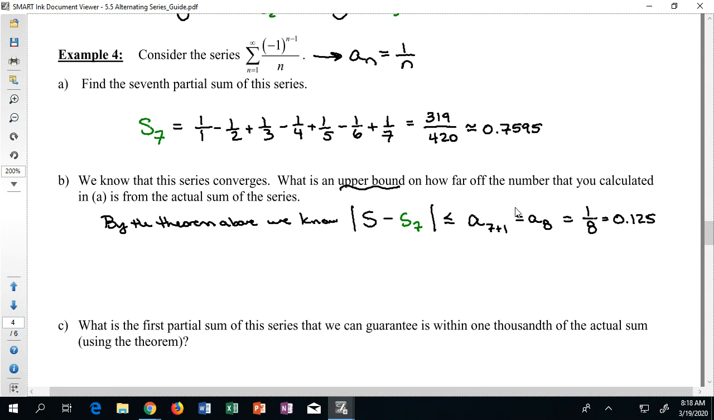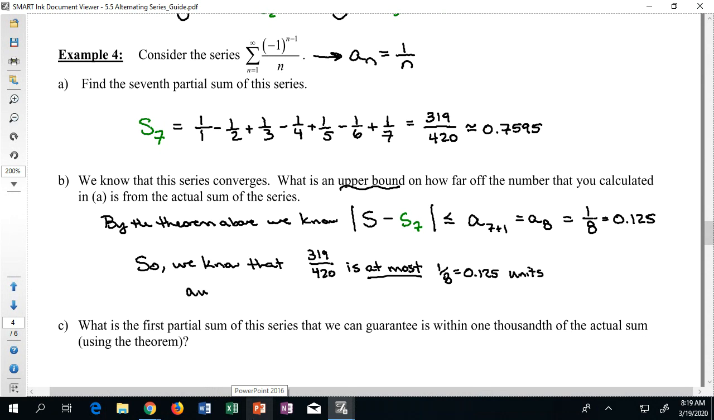So this is actually an incredible conclusion. Take a look at what we can say. We know that 319 out of 420 is at most 1/8 or 0.125 units away from the actual sum of the series.